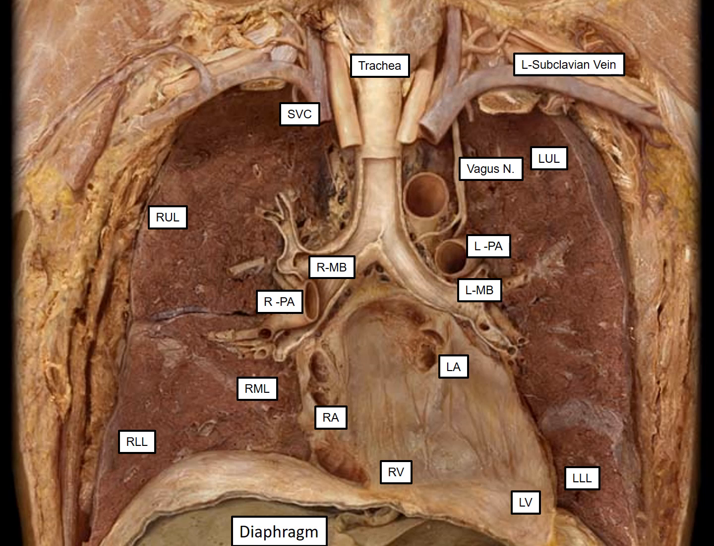If we take away the heart and take away some of the anterior portions of the lung, now you can see the lobes of the lung, right upper, right middle, and right lower, left upper and left lower. You can now see the bifurcation of the trachea into the right and the left mainstem bronchus. You can see the bifurcation of the pulmonary artery into the right and the left pulmonary arteries. SVC, superior vena cava, going into the right heart.